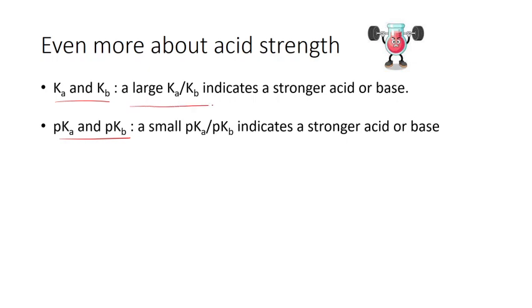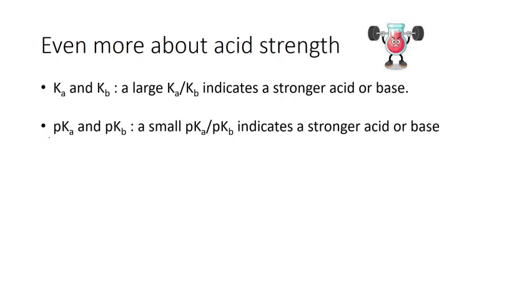All right, so a large Ka or Kb indicates a stronger acid or base, right? Because like if we have a value of 2 times 10 to the negative 3, right? That's going to mean that a significant amount of our acid is going to dissociate. Whereas if we have a Ka value of something like 2 times 10 to the negative 11, right? That's a really small number. The vast majority of our acid is not going to dissociate, and so it's not going to be a strong acid or base.